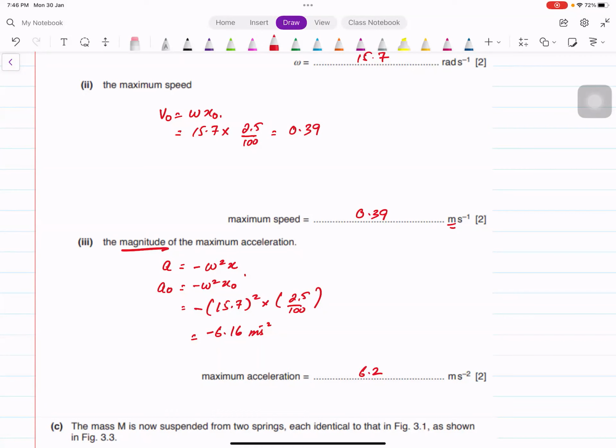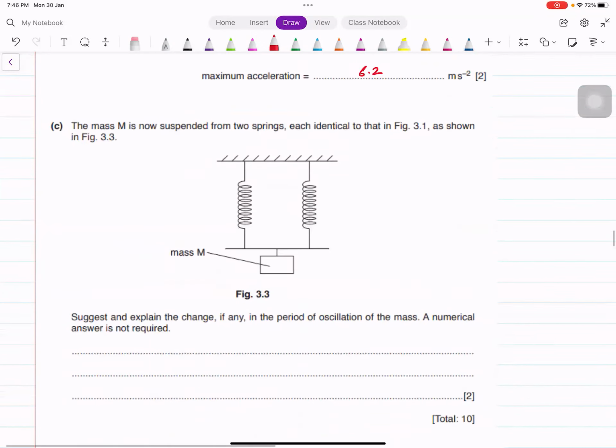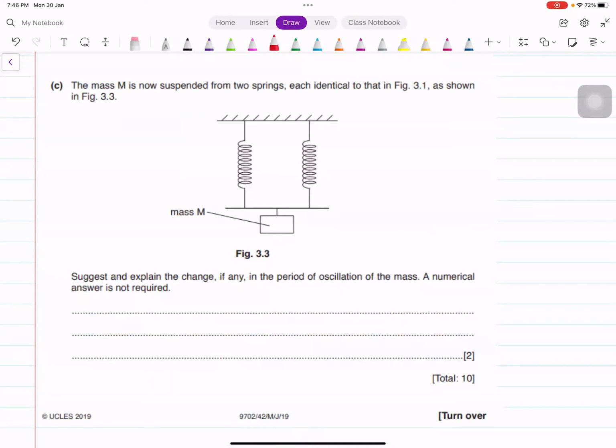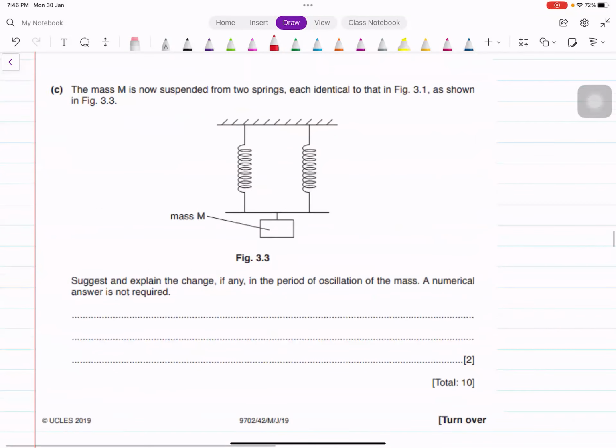Okay, very nice. Then it says the mass is now suspended from two springs, and you want to find... It says suggest and explain the change, if any, in the period of oscillation of the mass. A numerical answer is not required. Anybody has an idea? Don't you think the force is going to be divided? Yes, force, no?